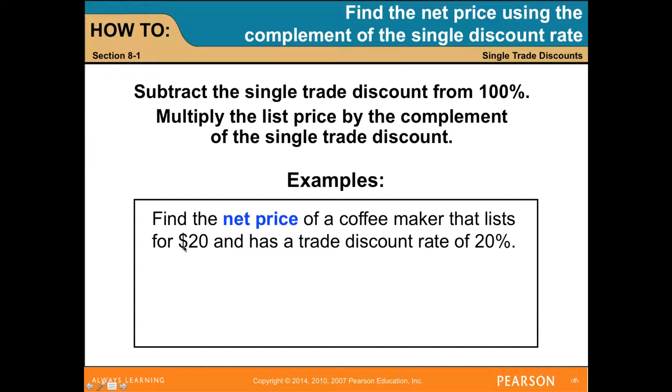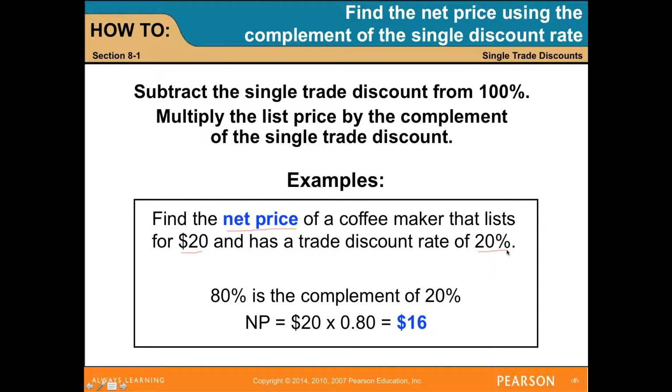So here's an example to illustrate. Find the net price of a coffee maker that lists for $20 and has a trade discount rate of 20%. 80% is the complement of 20% because 80 and 20 equals 100.